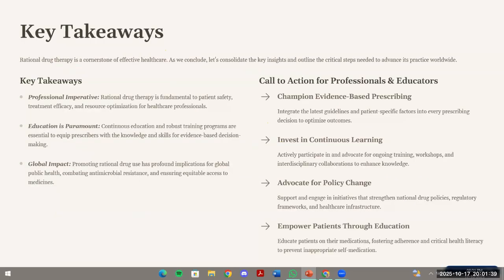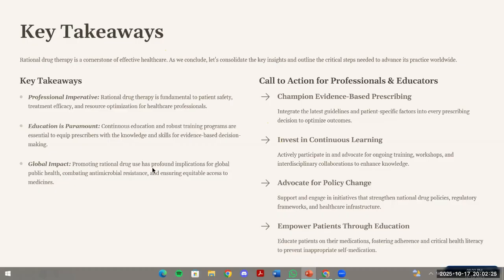So the key takeaway message is that rational drug therapy is the cornerstone of an effective healthcare system. It is a professional imperative, fundamental to patient safety, treatment efficacy, and resource optimization for healthcare professionals. Education is paramount. You need continuous education and lifelong learning. Robust training programs are essential to equip prescribers with the knowledge and skills for evidence-based decision making.